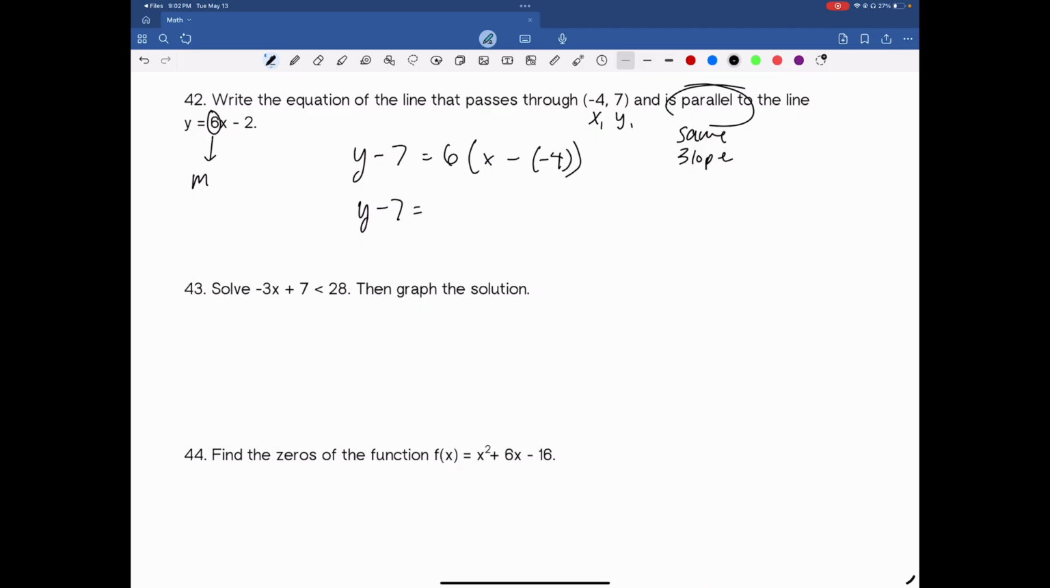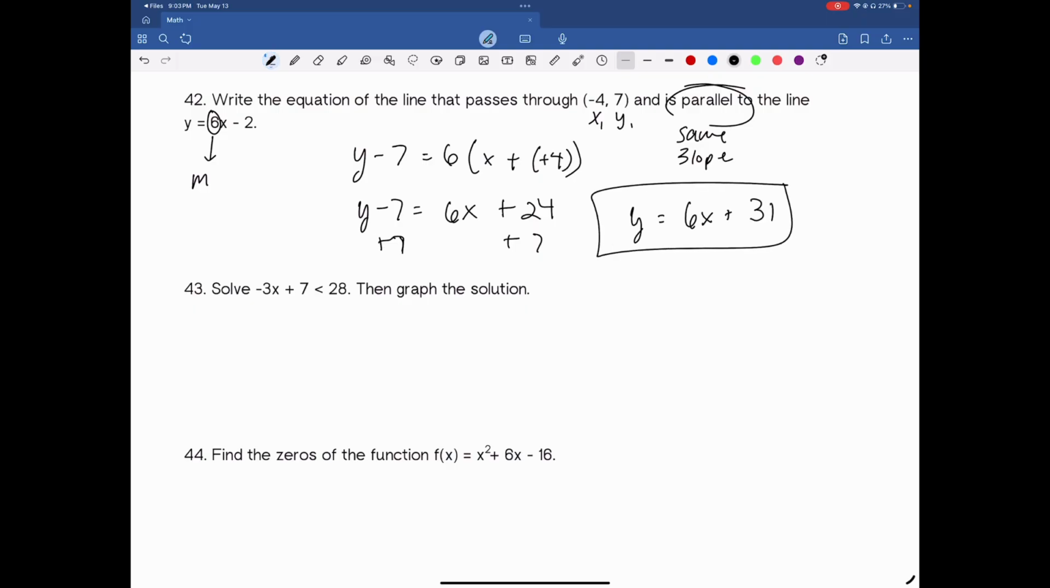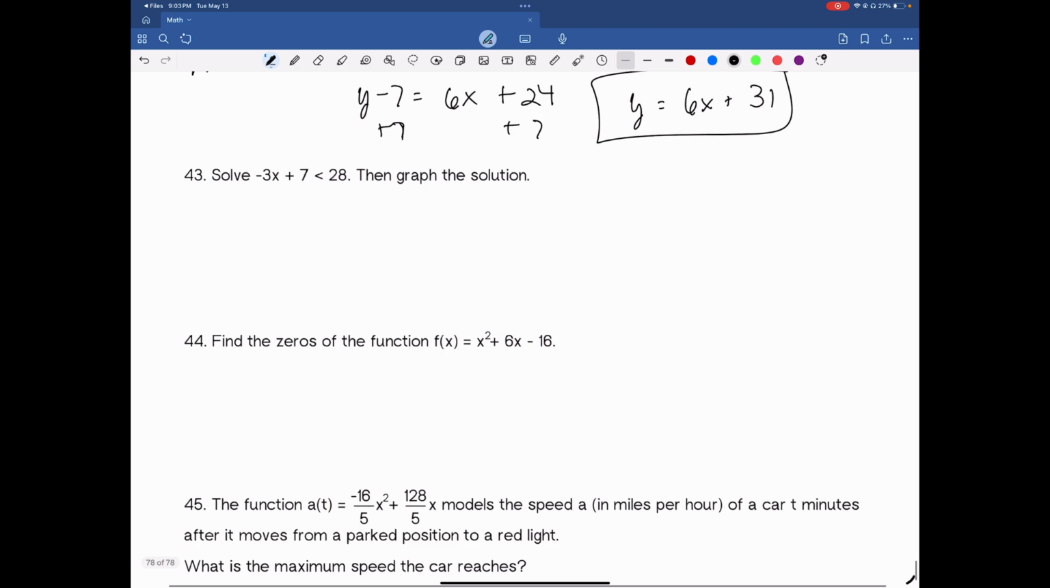So y minus 7 equals 6x, and that becomes a plus 24. We add 7 to both sides, so we get y equals 6x plus 31. And that's our equation. All right.